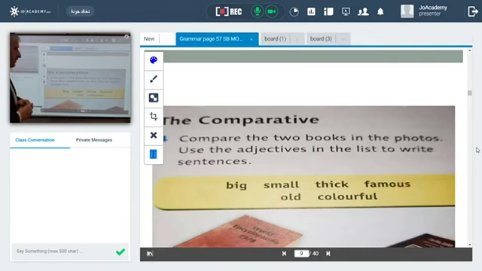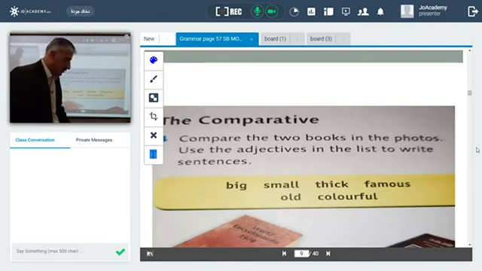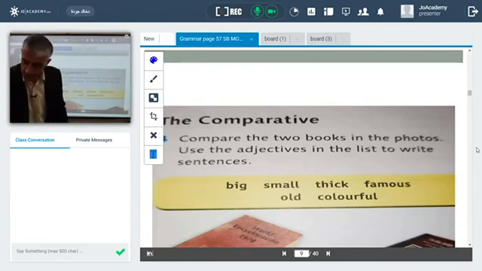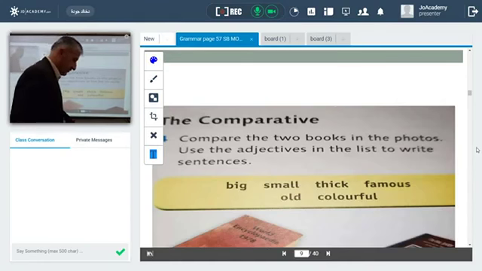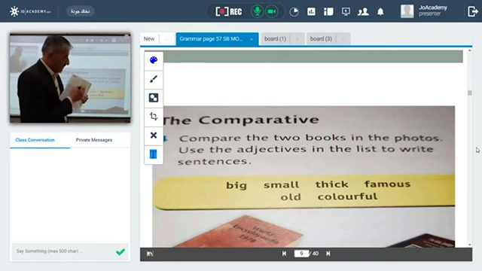The comparative. We have to compare the two books in the photo. Here we have in the student's book. Please open your student's book. Open it to page number 57.